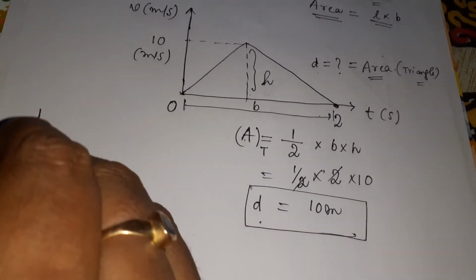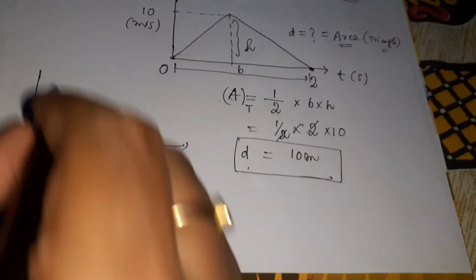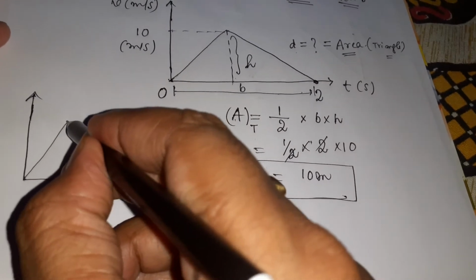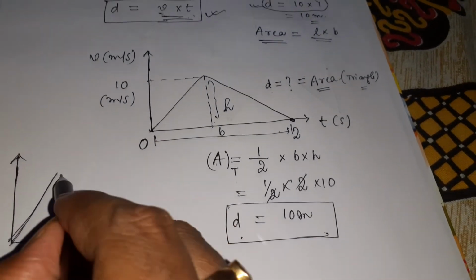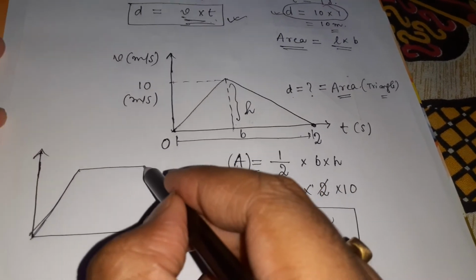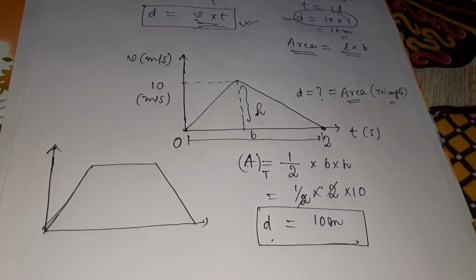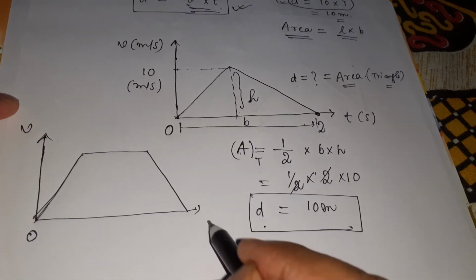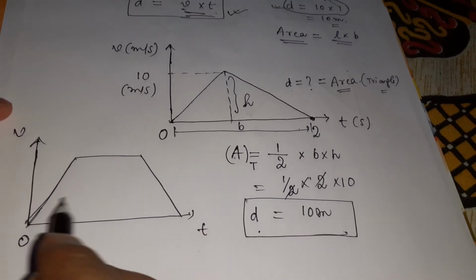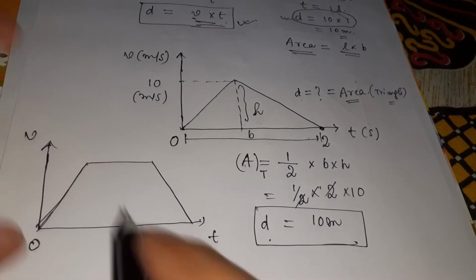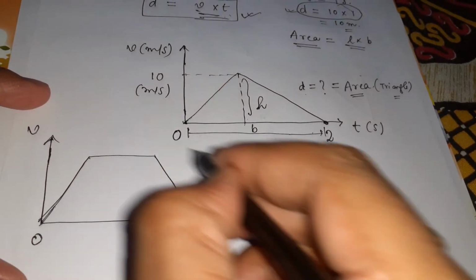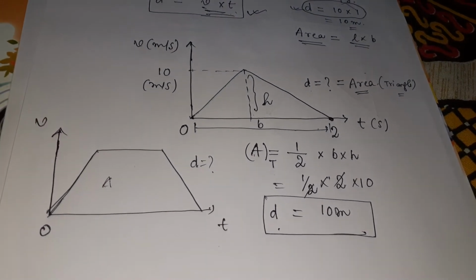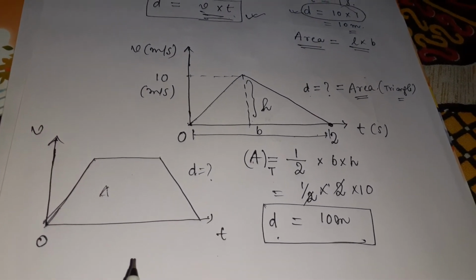Suppose you are given a different, more complicated type of diagram. Suppose the body has gone this much in this way, covered this amount of distance, and then it comes back. This is 0, this side is velocity, this side is time. If you want to calculate the displacement, you have to calculate the area of that. How can you calculate it? Two possible ways are there.